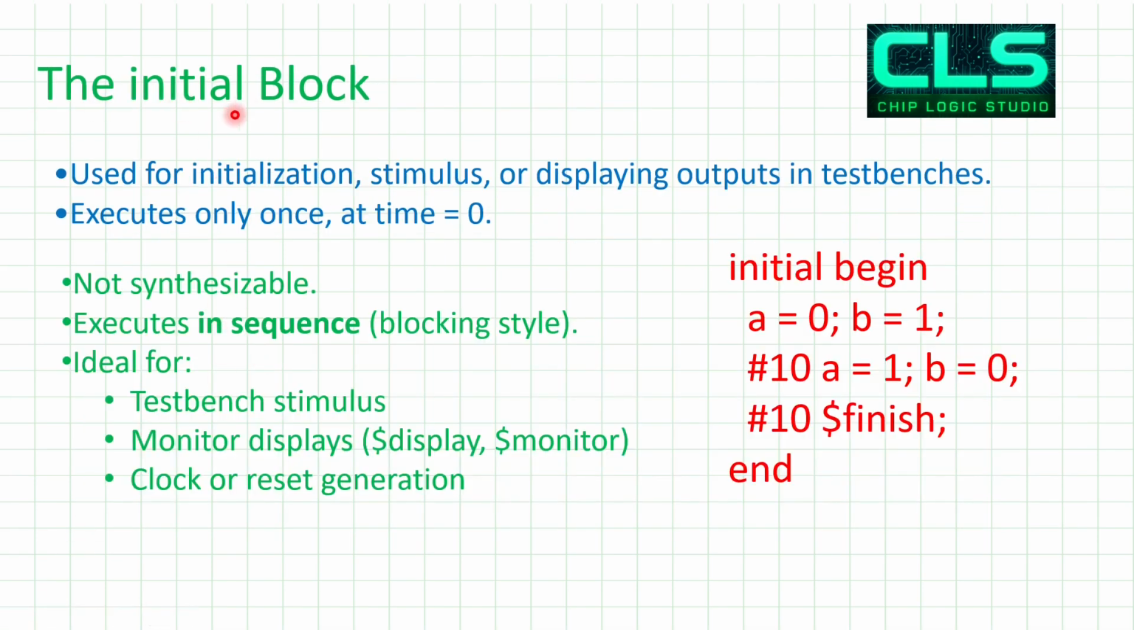First is our initial block, used for initialization, as I said earlier, stimulus, or displaying output in a testbench. Mostly we use the initial block in our testbench because it is not synthesizable. As you know, hardware is always running, so the always block is synthesizable, but the initial block is not. There is no hardware which only runs one time. So it executes only once at time 0.